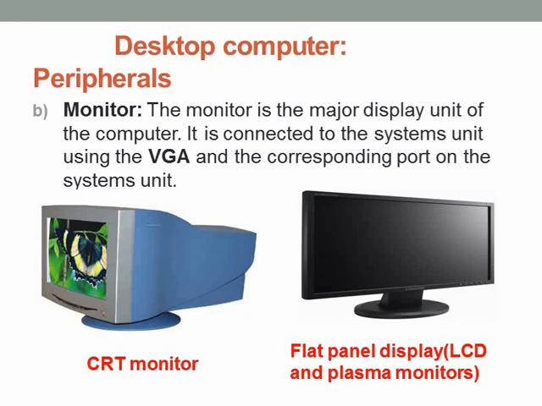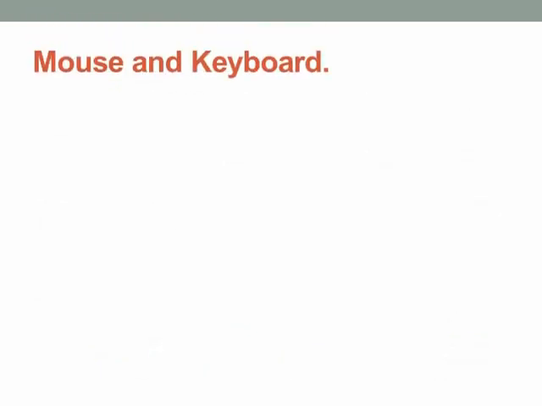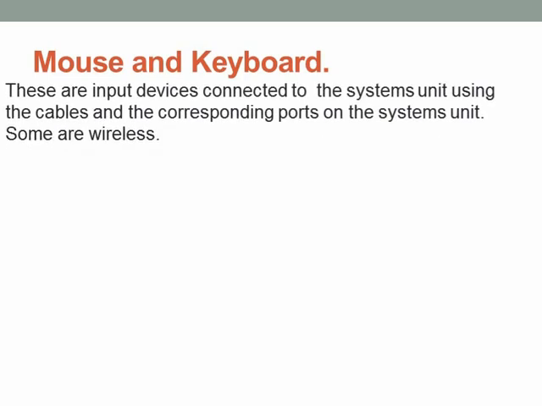Let's go to the next. So let's look at more on the peripheral devices. The mouse and the keyboard are also major peripheral devices that we cannot avoid talking about when we talk of peripheral devices. So the mouse and the keyboard are both input devices which are connected to the systems unit using the cables and the corresponding ports on the systems unit. However, some mouse and keyboards are wireless. They are connected using other technologies like Bluetooth, infrared light.